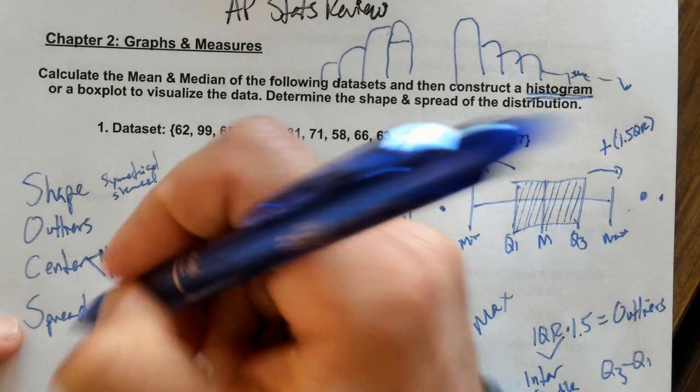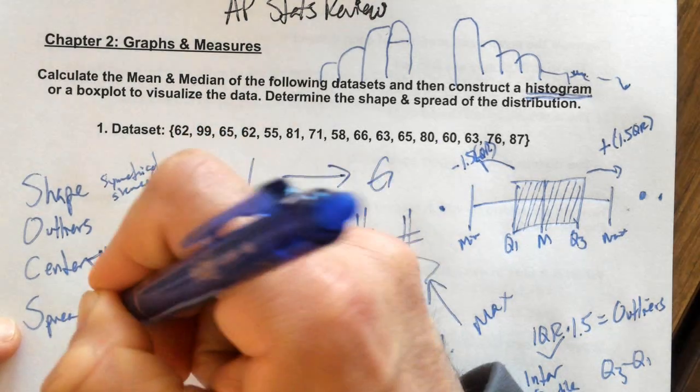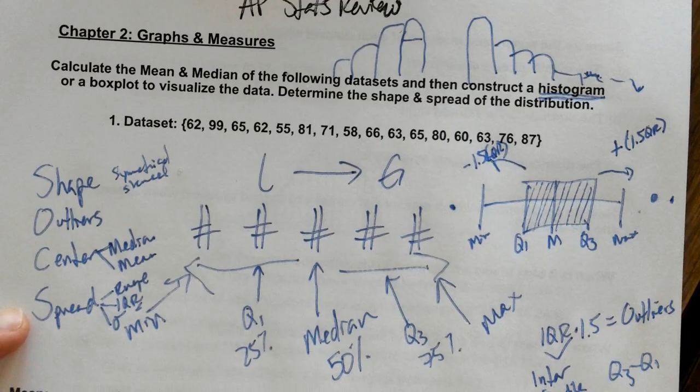And then for spread, you're dealing with range, IQR, or standard deviation. And we'll talk about that in a minute, right? That's really how you describe the spread of a distribution.